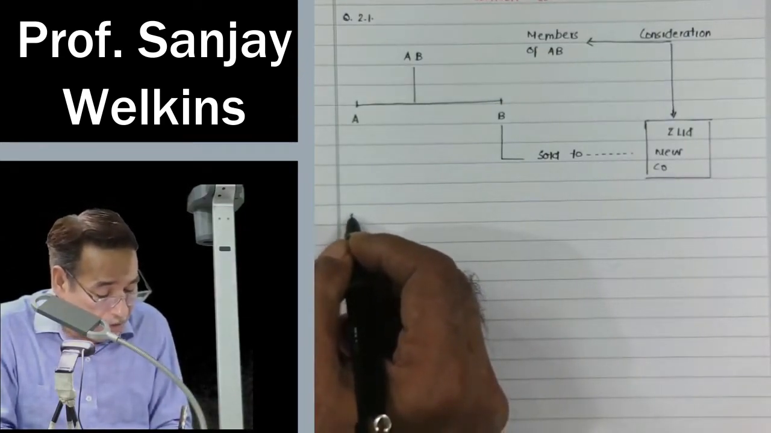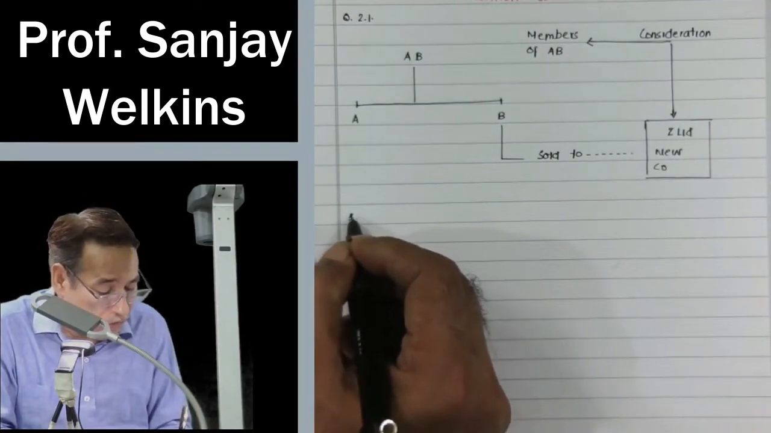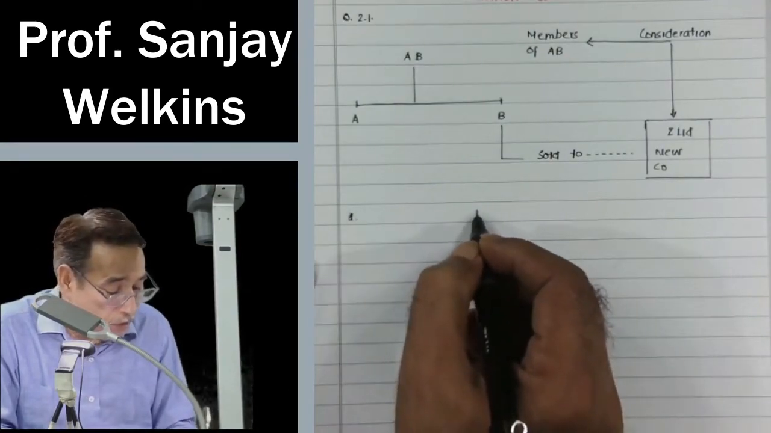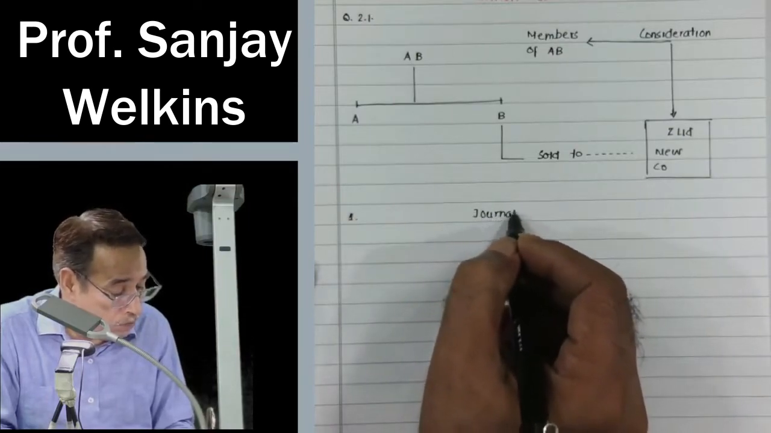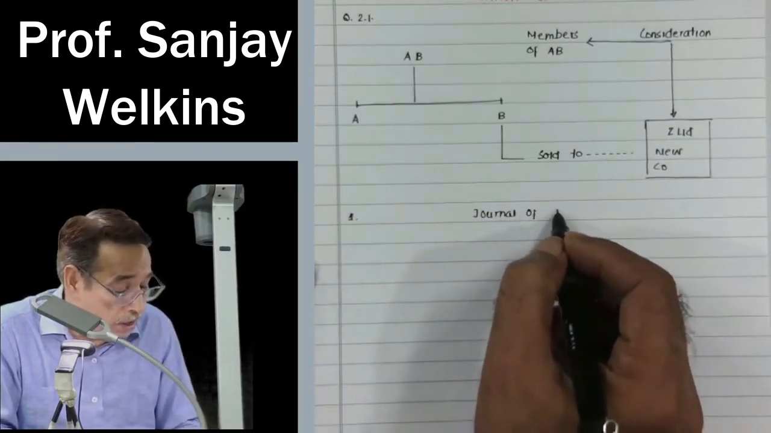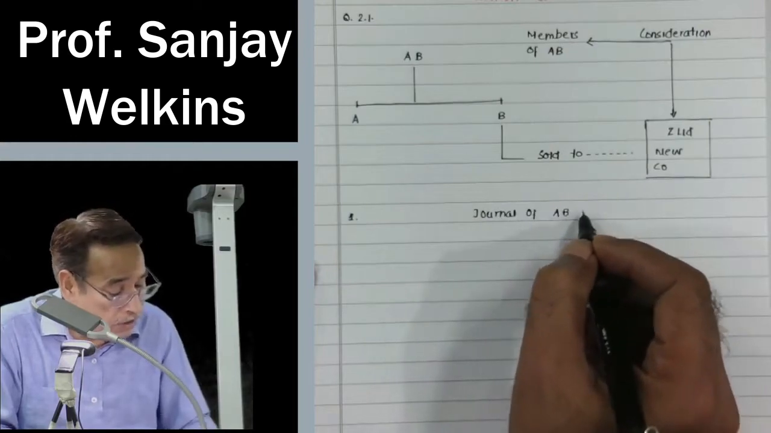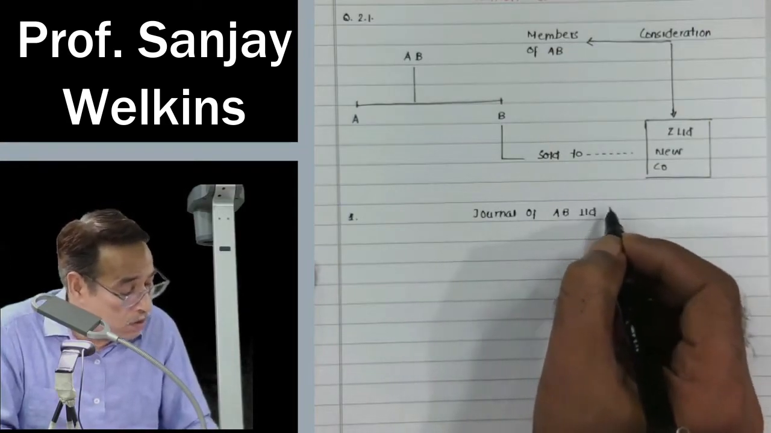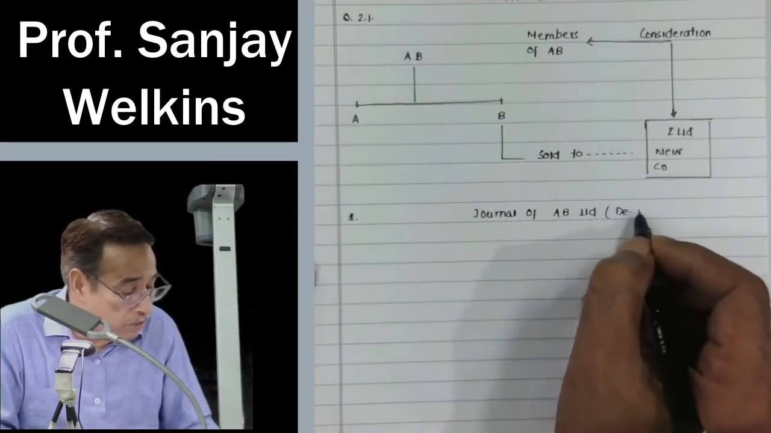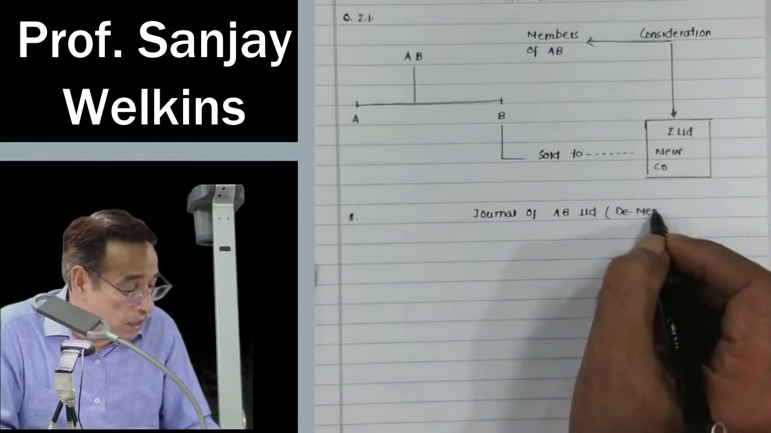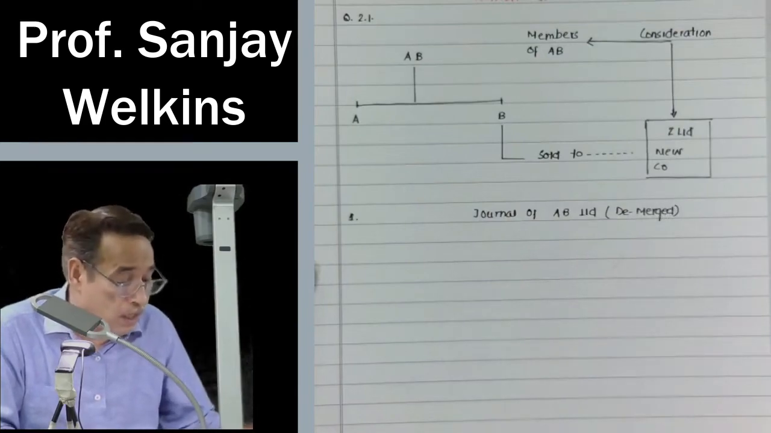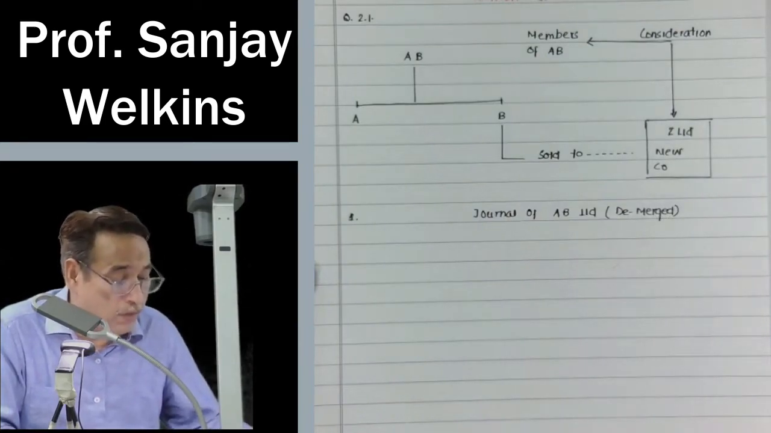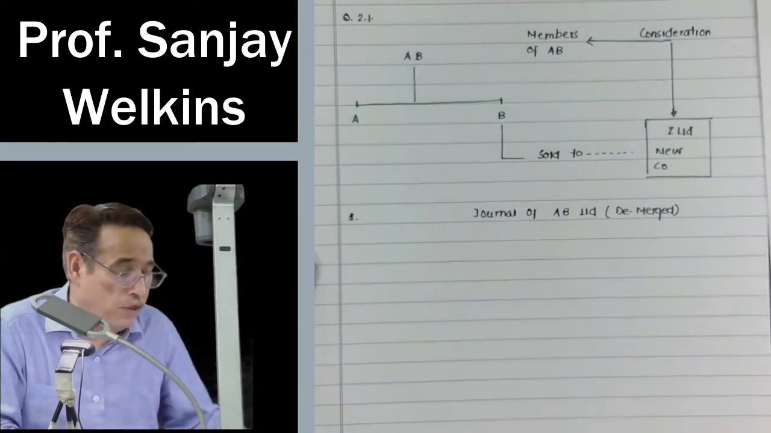If you remember, in the last session we talked about how first of all we will prepare the journal of AB Limited. AB Limited is the demerged entity. So first of all, I am going to do the accounting treatment in the books of AB Limited. If you remember in the last session, we talked at length.